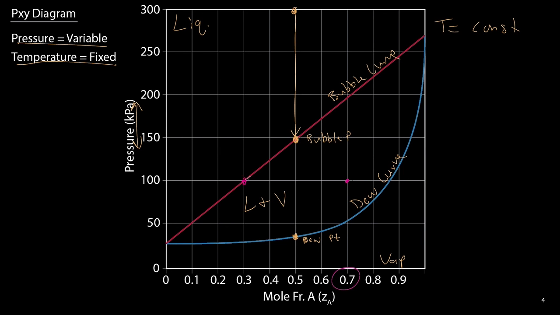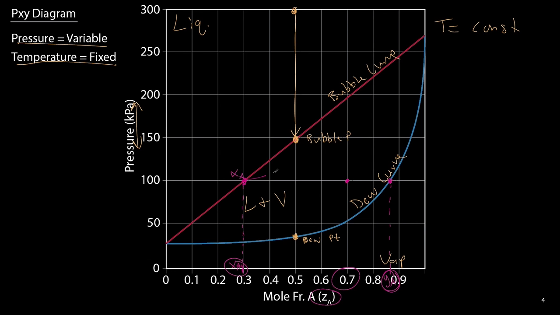So right here, this would give us X of A, and over here, this would give us Y of A. Now, for a quick consistency check, this makes sense, because A, recall, is the more volatile component, so it's the one that wants to vaporize in this particular binary mixture of A and B. So that makes sense, then, that you should have more of A in the vapor phase than you do in the liquid phase, because it's the one that wants to evaporate.